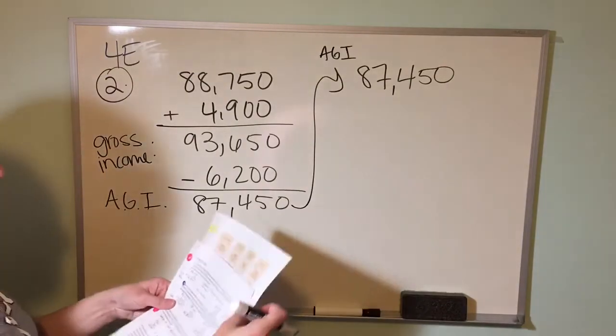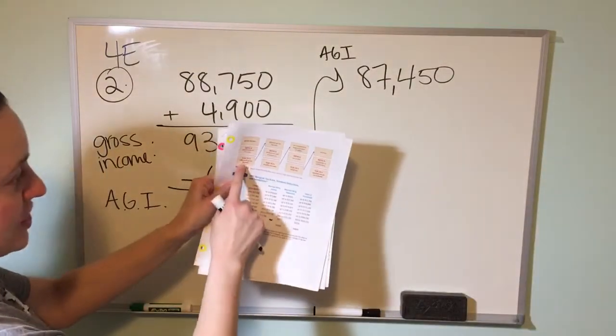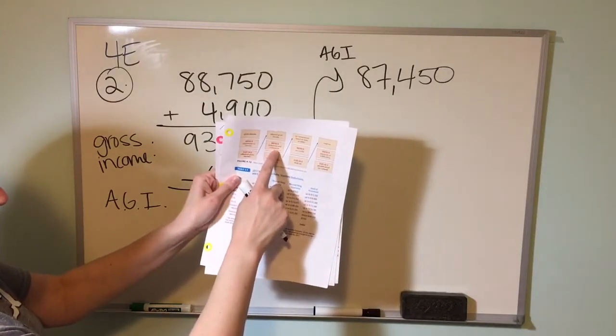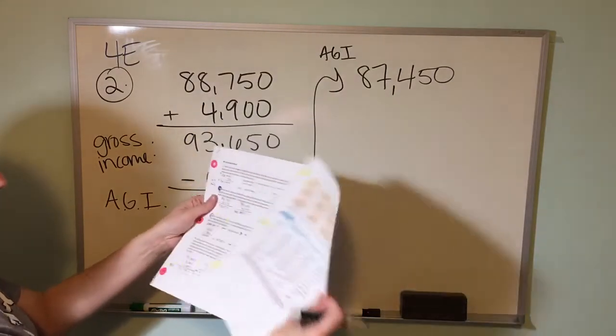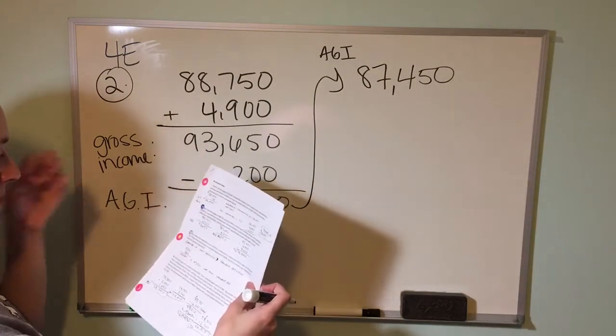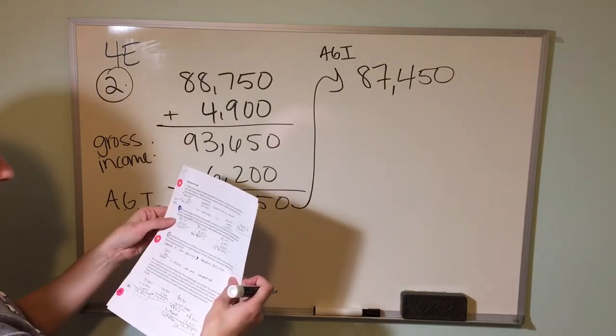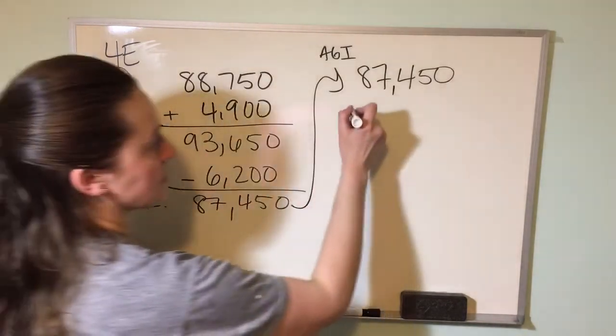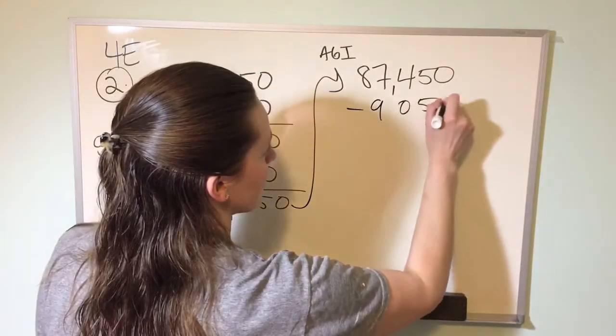Then we're back to our flow chart here. We have our adjusted gross income. We go back up. Then we subtract any deductions or exemptions. So Marie, of course, has, for deductions, $9,050. So we'll subtract $9,050.